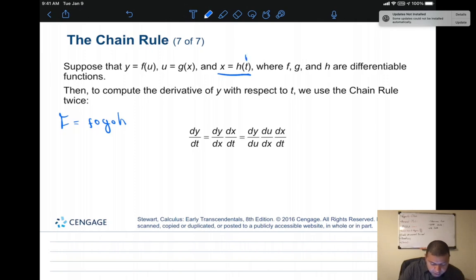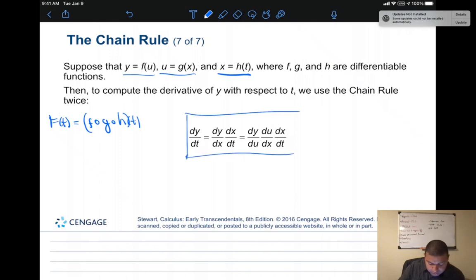But it's still a function of t, right? So there's a t there. So in reality, this big F is a big F of t. Right? So you're saying H of t is x, G of x is u, just like before, and F of u is y. So then instead of just having this part here, you have this extra part because now x is also a function, right? So you've got to use the chain rule twice to get these three terms.